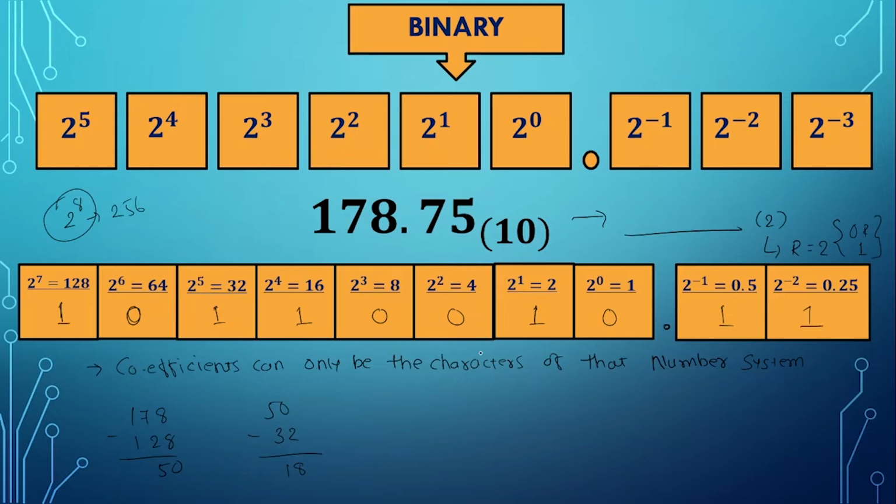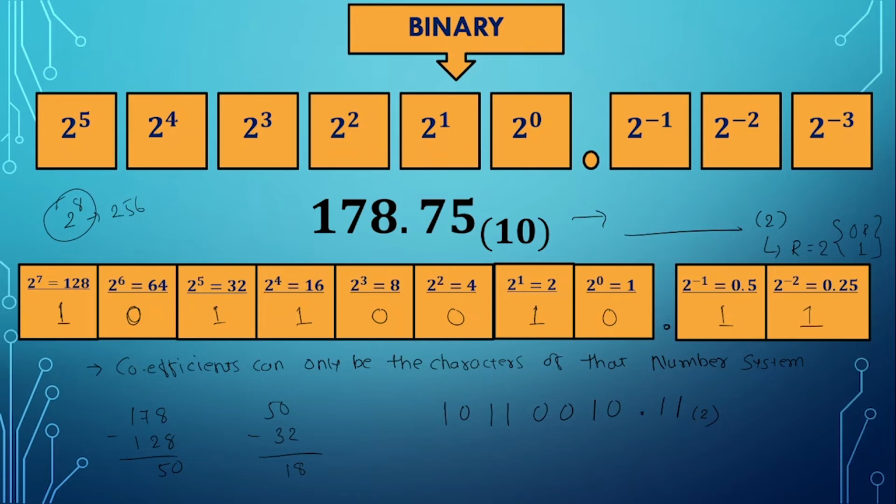Okay, and this is the conversion of the number 178.75 from decimal to binary. So this number can be represented in binary as 10110010.11 in binary.